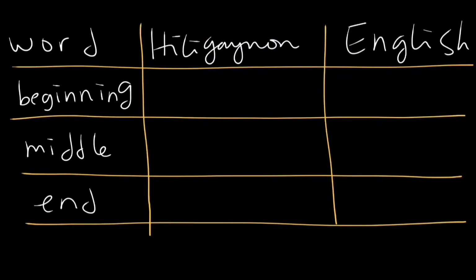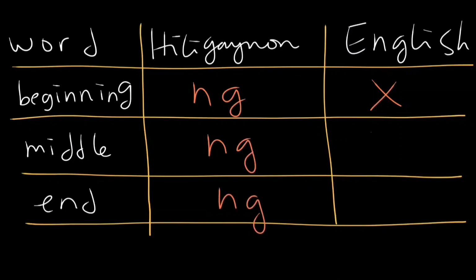The major difference between the Hiligaynon ng and the English ng is that the Hiligaynon ng can be placed at the beginning of a word, which is non-existent in English. There's no English word that starts with ng. However, the ng can be placed in the middle or at the end of a Hiligaynon word or of an English word. In other words, ng can be placed in either the middle or at the end in both Hiligaynon and English words.